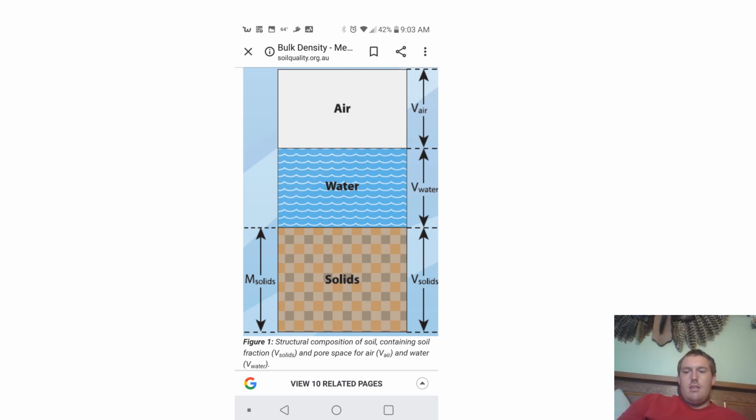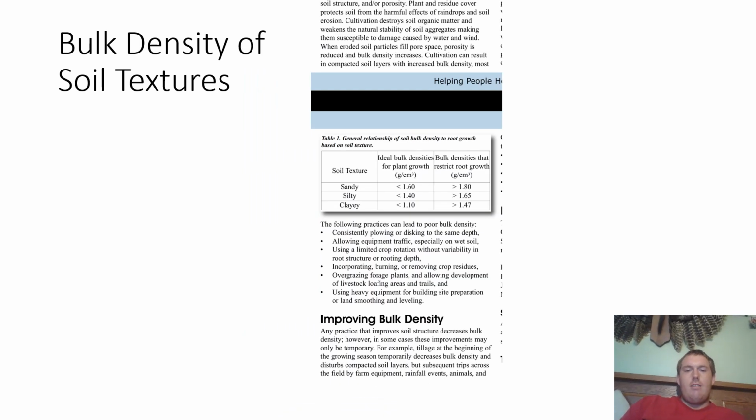So in general, clayey soils have a lower bulk density than sandy soils. The average bulk density of a clay soil is like 1.1 or 1.2, whereas the average bulk density of a sandy soil is like 1.5 or 1.6 grams per centimeter cubed. So actually, per weight, a clayey soil is lighter than a sandy soil.